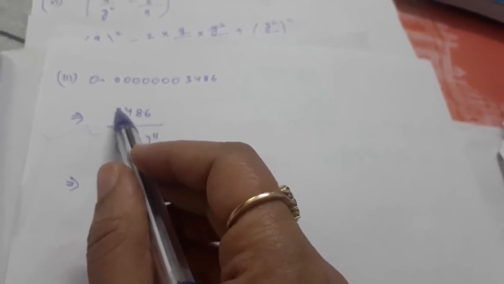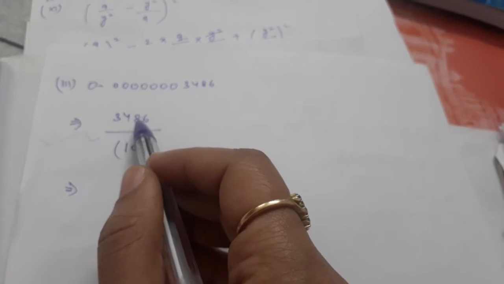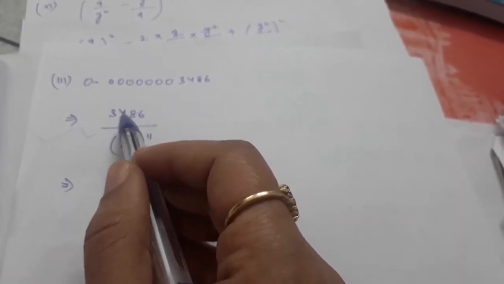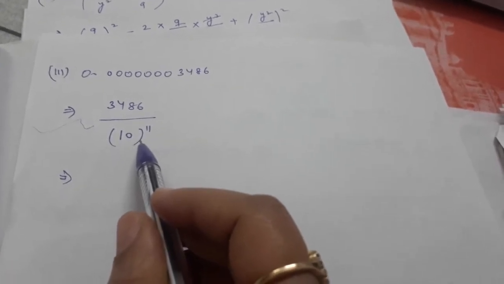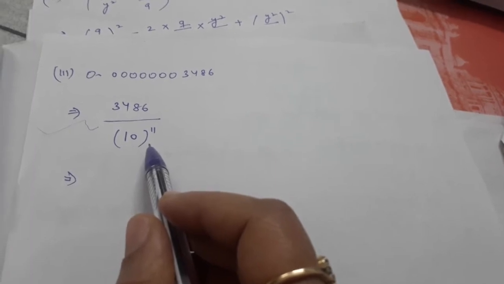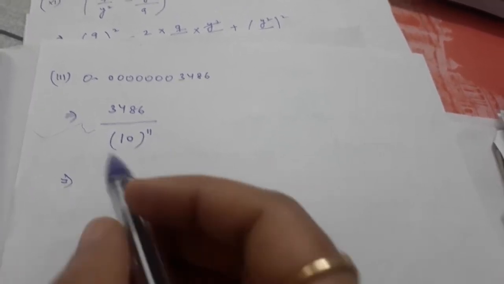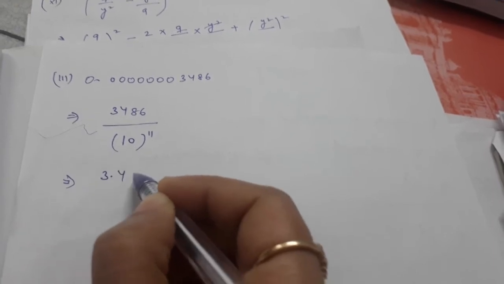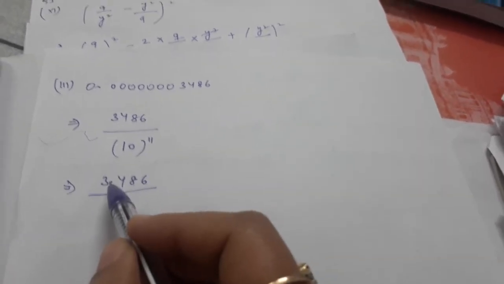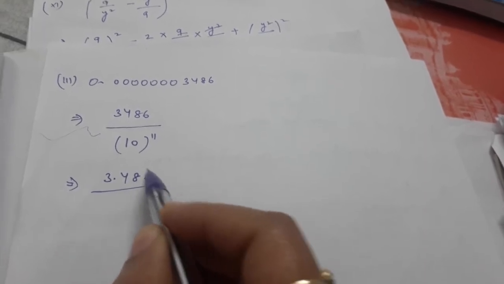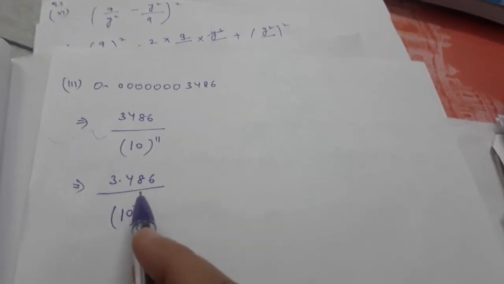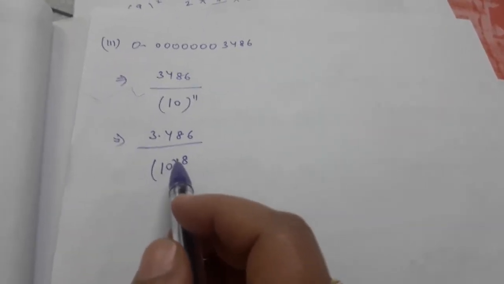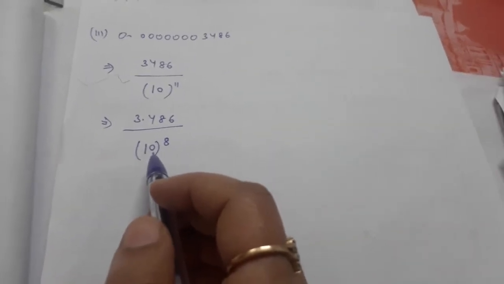that many zeros will be deducted from this number. So, for example, if I put the decimal after 3, making 3.486, how many numbers are after the decimal? 3 numbers are after the decimal. So how many zeros will be deducted from here? 3 zeros will be deducted, so the number will become 10 raised to the power 8. In our next step, I will do the same: 3.486, and after the decimal there are 1, 2, 3 numbers, so 3 zeros will be deducted from the denominator. So the number has become 3.486 divided by 10 raised to the power 8.